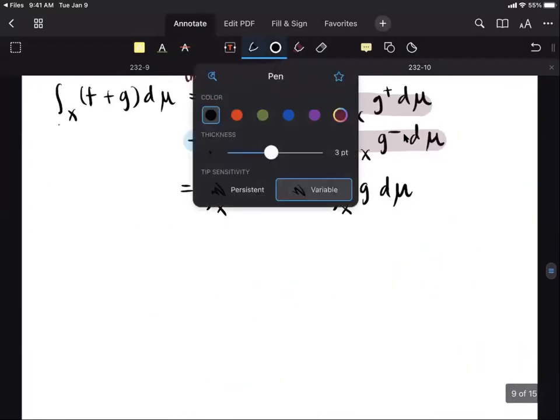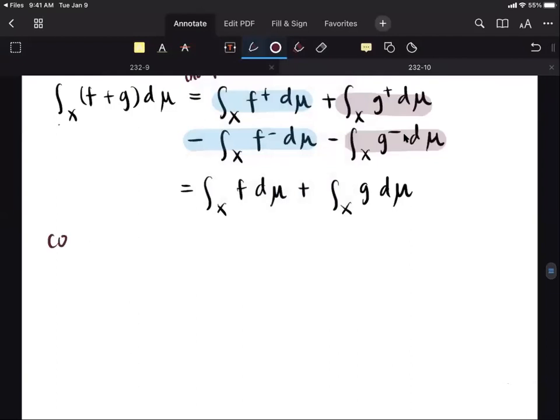For the complex case, I will leave the details for you to read in the course notes. So the basic idea is to separate the real and imaginary parts respectively, and apply the real case, of course.